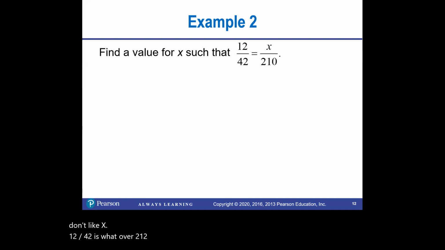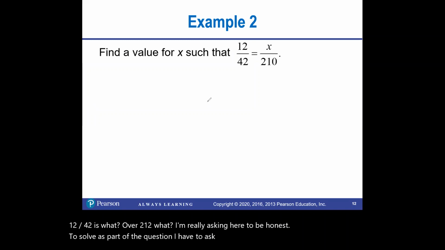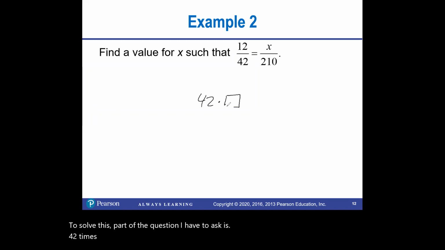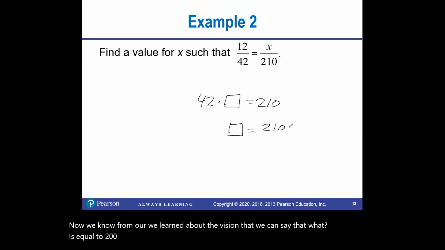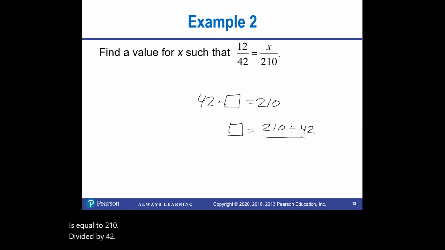Well, what I'm really asking here, to be honest, to solve this, part of the question I have to ask is: 42 times what equals 210? Now, from what we learned about division, we can say that what is equal to 210 divided by 42. Well, I can execute this division. There are lots of different ways to do that. You quickly learn this is actually equal to 5.